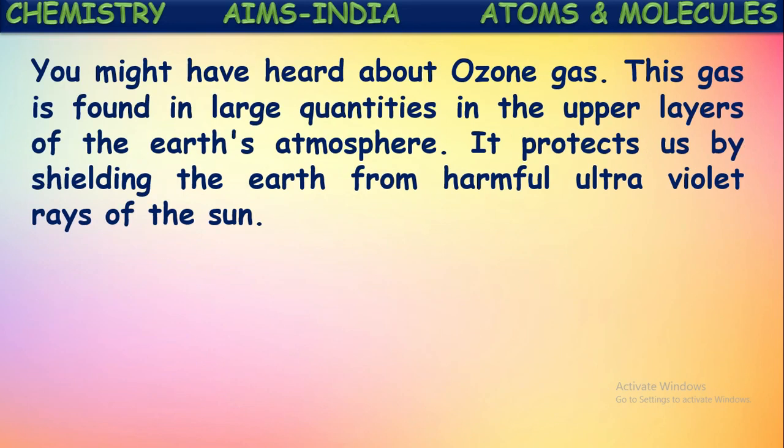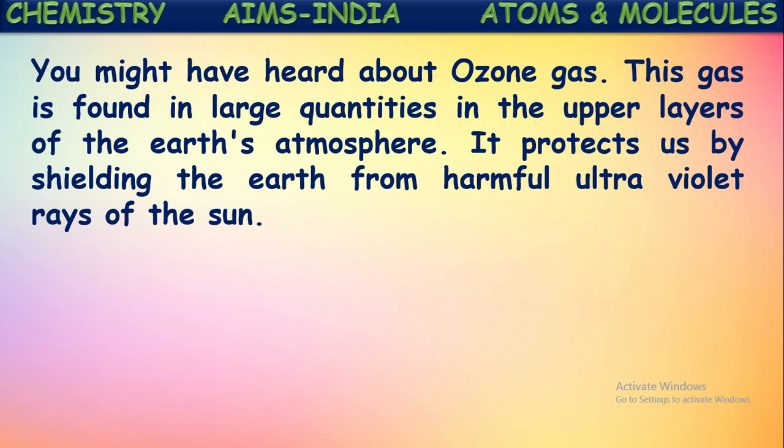We might have heard about ozone gas. Did you hear about ozone gas? Yes. This gas is found in large quantities in the upper layers of the Earth's atmosphere. There are different layers in the atmosphere. The first layer where we are living with a number of gases is the troposphere. Next to this there is the stratosphere. Totally there are 5 layers. Out of them the second one from the Earth is the stratosphere. In this stratosphere this ozone gas is present.